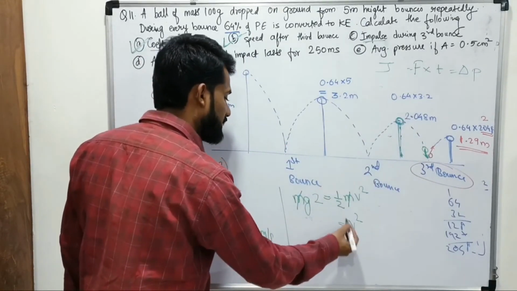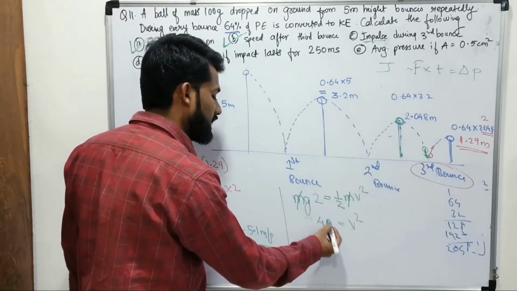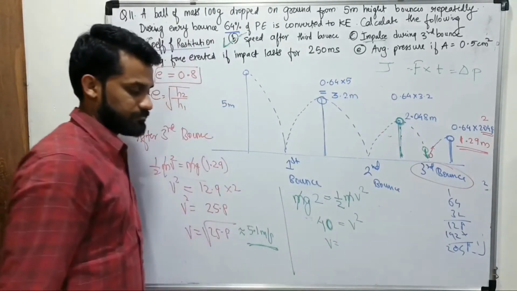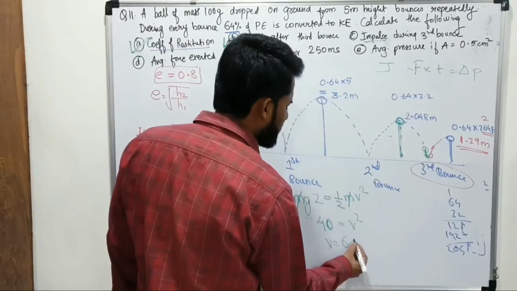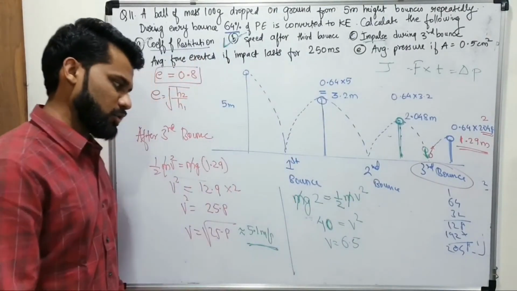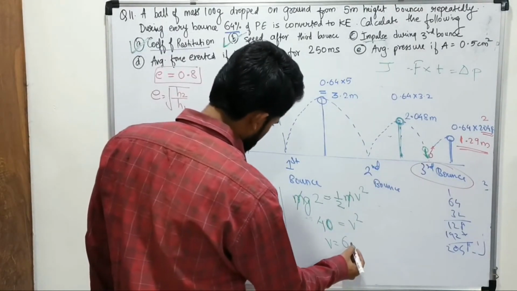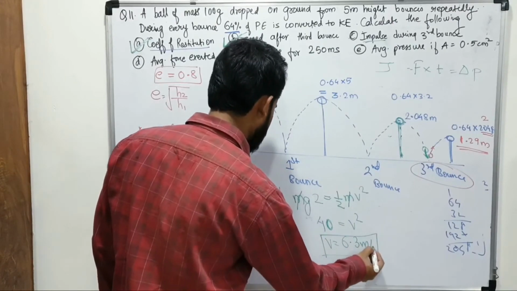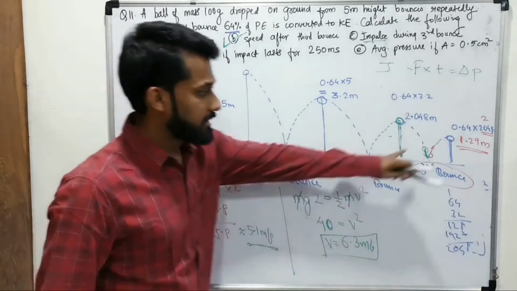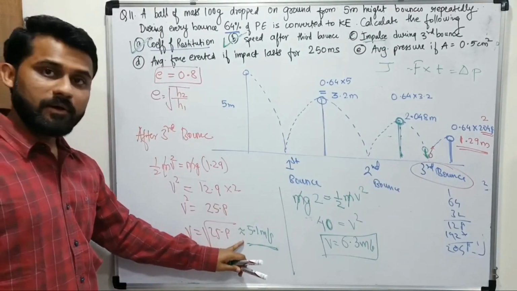V square कितना आएगा? V square will be 4g. G is 10. So 40. V will be root 40. And root 40, 6.4, 6.5, it will be close to. But 6.5 will be larger. 6.3 तक जाएगा. 6.3 meters per second. So ये before third bounce का speed downward है, and ये after third bounce का speed upward है.